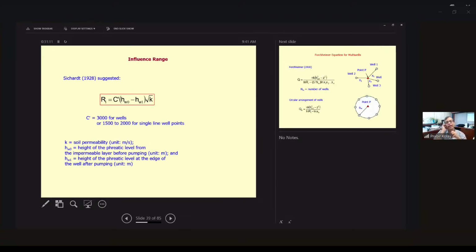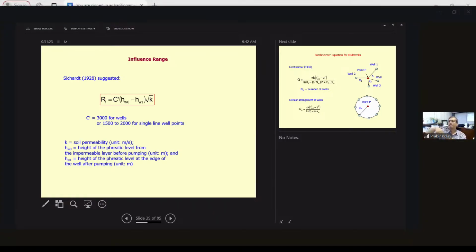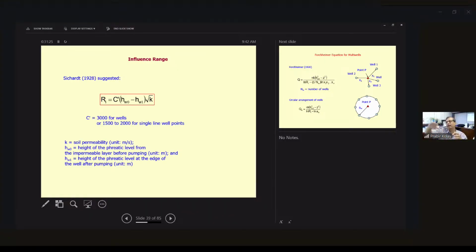Then there are a few things you need to check for every well point. How much is the area of influence? This is the equation you can use to calculate it. For every well point, how much is the area? As I mentioned, if you have well points, there is a radius of influence. So how much is the radius of influence? You can use this equation where Ri is the radius of influence, and C prime is for a single well or for different well points, and then the height of the phreatic level. How much is the initial phreatic level, how much is the drawdown at the end, and you also need to know the permeability.